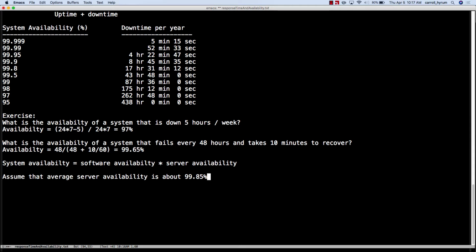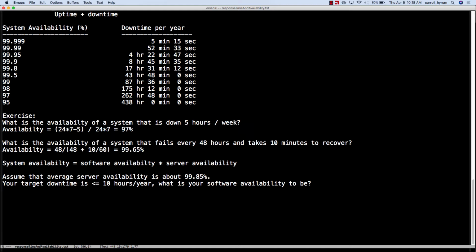Okay? So if we assume that, and your target availability, your target downtime is less than or equal to 10 hours per year. Target downtime is less than 10 hours per year. What do you need your software availability to be? How do we calculate that?